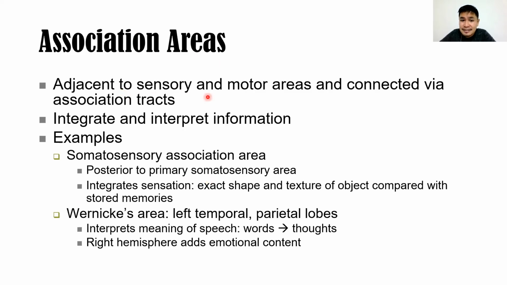Association areas. Adjacent to the sensory and motor areas and connected via association tracts. Integrate and interpret information. Examples would be somatosensory association area, posterior to primary somatosensory area, which integrates sensation, exact shape and texture of an object compared with stored memories. What is the shape of the coin? What is the shape of the marble? You remember that this is the shape of, let's say, my keychain before. Even if you don't see it, because you touch it, and the doctor is letting you feel it, you are still able to identify it because of the somatosensory association area.